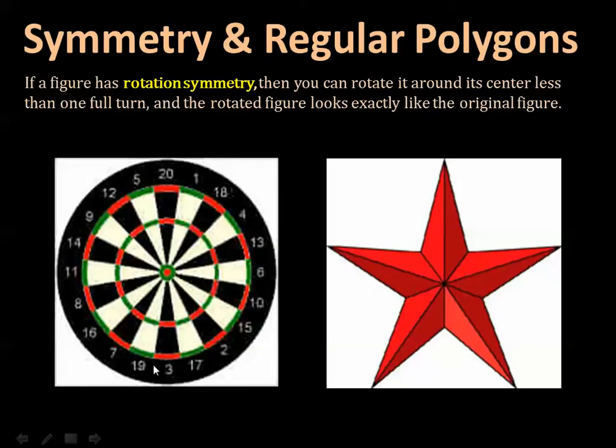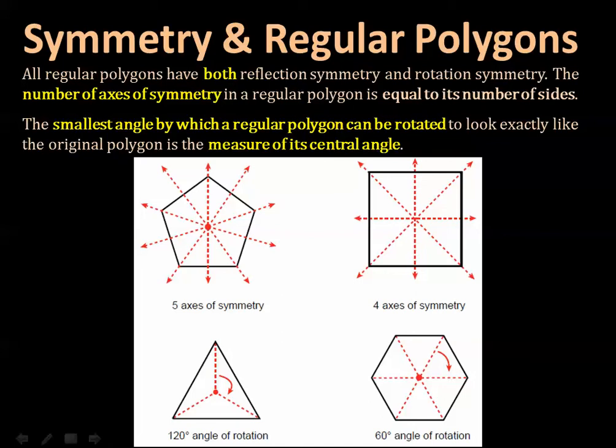Remember that your symmetry in regular polygons, if a figure has a rotation symmetry, then you can rotate it around its center less than one full turn, and the rotated figure looks exactly like the original figure. All regular polygons have both reflection symmetry and rotation symmetry, and the number of axes of symmetry in a regular polygon is equal to the number of sides. So if it's a pentagon, then it has 5 axes of symmetry. The smallest angle by which a regular polygon can be rotated to look exactly like the original polygon is going to be the measure of its central angle.